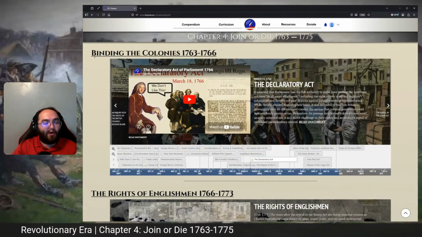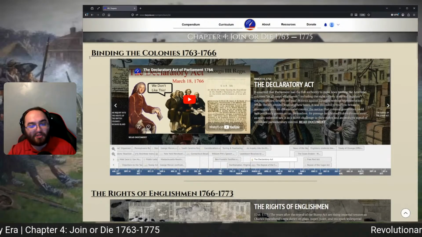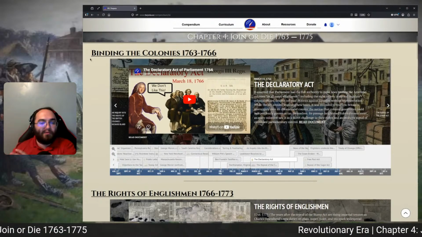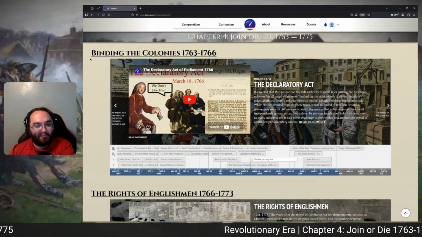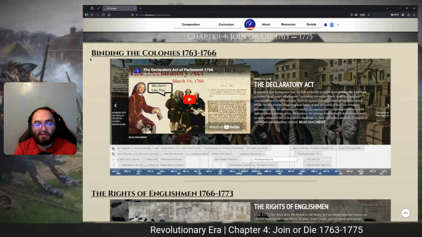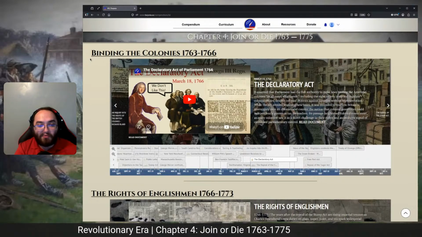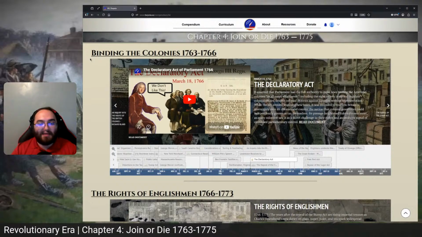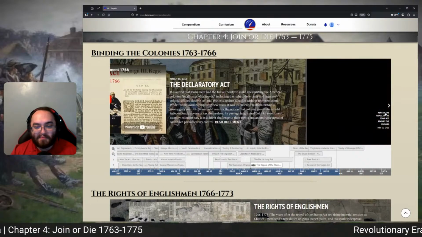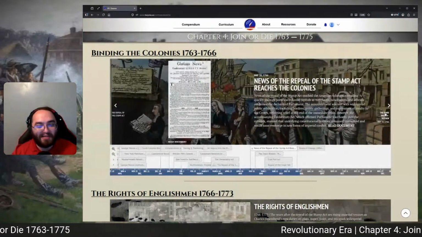So binding the colonies as a name for the section is a play on what Parliament believes they have the power to do, but also on what the colonies are doing, which is binding together. So I thought choosing that name was smart.